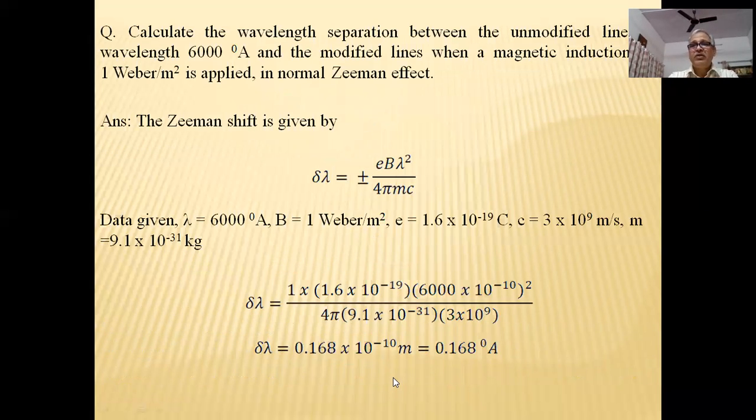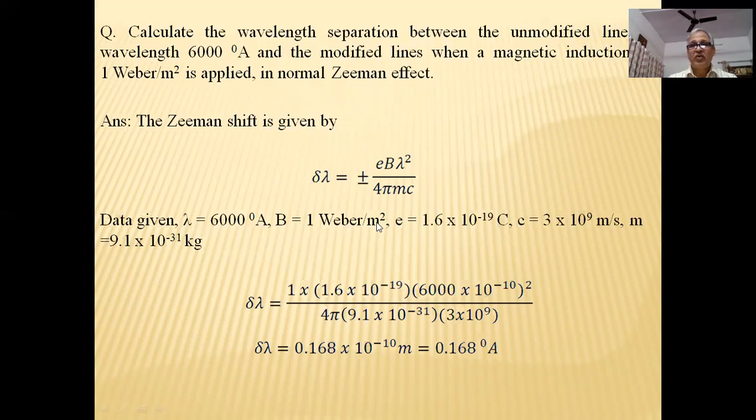Now we solve some problems related to Zeeman shift. Calculate the wavelength separation between the unmodified line of wavelength 6000 angstrom and the modified line when a magnetic field of 1 Weber per meter square is applied in the normal Zeeman effect. We know the Zeeman shift is given by delta lambda equal to plus minus eB lambda square upon 4 pi mc. In the given problem, we have lambda equal to 6000 angstrom and the magnetic field strength is 1 Weber per meter square.